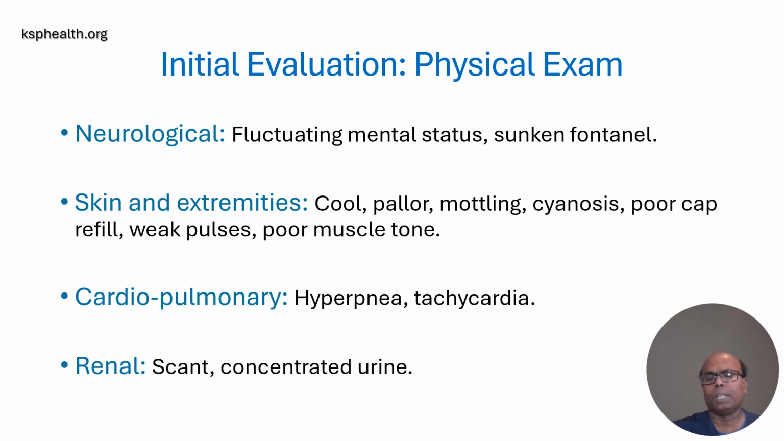So when in physical exam, just focus on perfusion: CNS perfusion, skin and extremities perfusion, cardiopulmonary and renal perfusions. When there is decreased perfusion to the brain, it causes fluctuating mental status, sunken fontanelles in newborns. It also will cause cool, pallor, mottling skin, cyanosis, poor capillary refill, weak pulses, and poor muscle tone. These patients tend to have tachycardia and tachypnea, along with scant and concentrated urine.